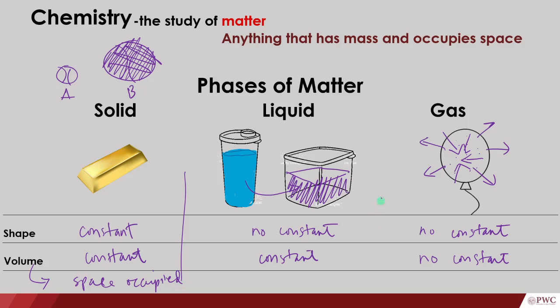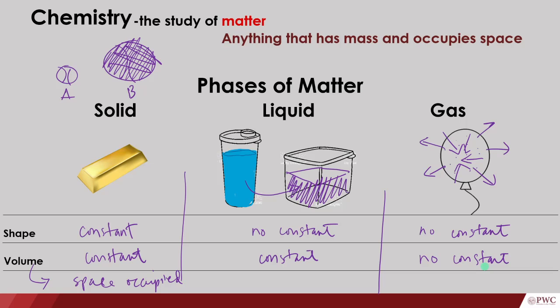So again, in summary, solids have constant shape and constant volume. For liquids, they have no constant shape because their shape depends on the container. They can flow, but they have constant volume. For gases, they have no constant shape. Their shape can change depending on the container. And also gases have no constant volume, meaning they can be compressed or they can expand into larger volumes. Now, these are the basic differences of solids, liquids, and gas in terms of their properties.